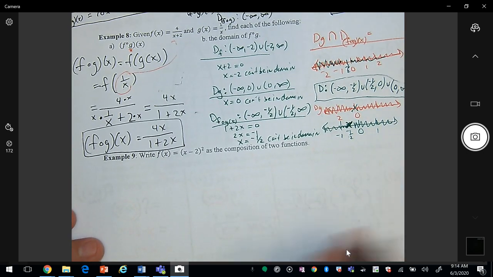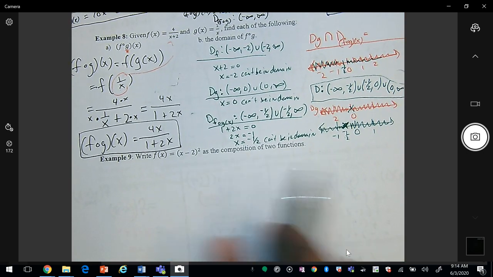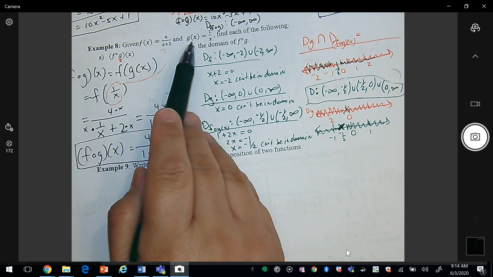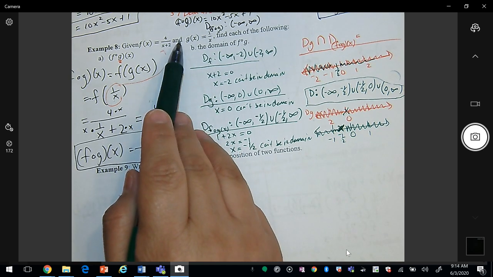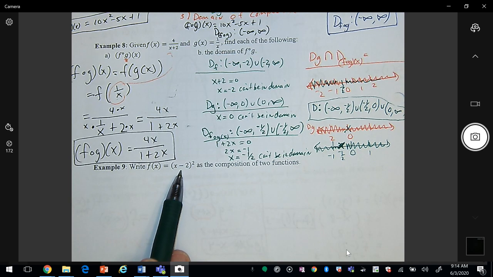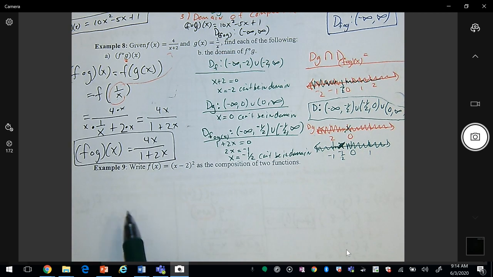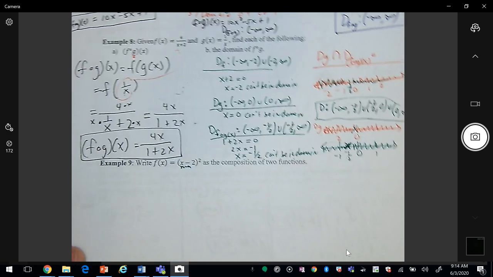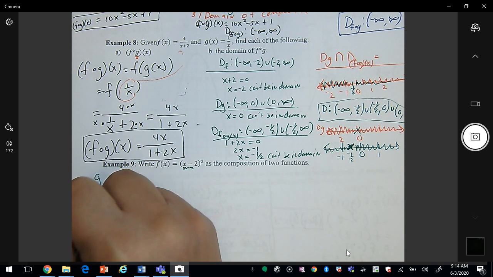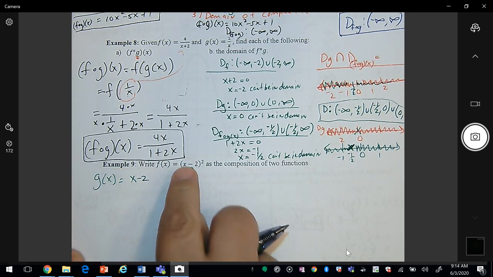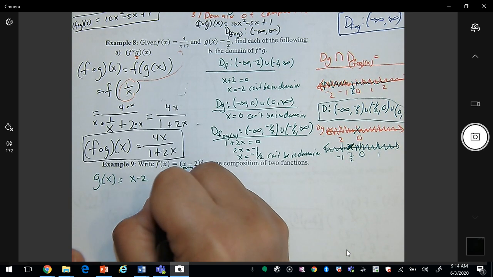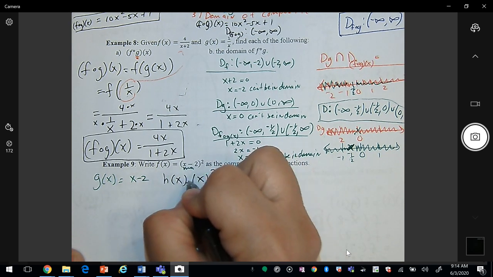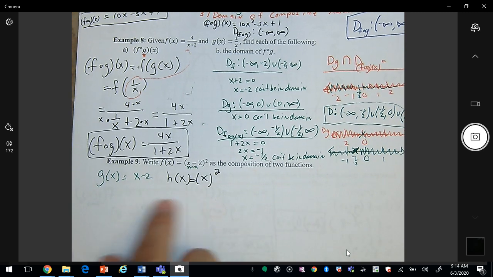So example 9, write f of x equals x minus 2 squared as a composition of two functions. So now what they want us to do is find two functions. And when we do the composition, it should produce this answer. Okay, so if you notice here, we have something in the parentheses and then we have a square. So whatever's in the parentheses, we can call that one function. And then the outside, we can call that something squared. Well, that something, we can just call it x. So these will be our two functions.